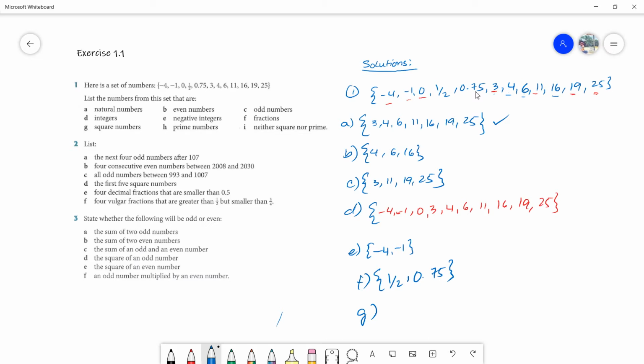G, square numbers. As I have explained earlier, square numbers are, let's say, 2 times 2 equals 4, 3 times 3 equals 9, 4 times 4 equals 16. So you just have to take these numbers. Do we have 4? Yes. Do we have a 9? No. We have 16. Yes, we have 25, since 5 times 5 is 25. So the numbers are 4, 16, and 25.